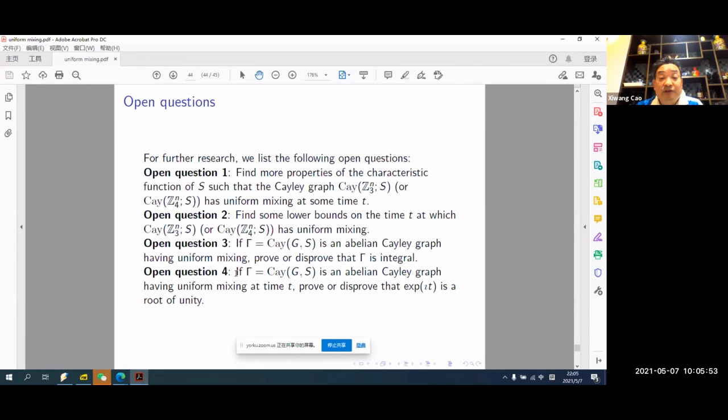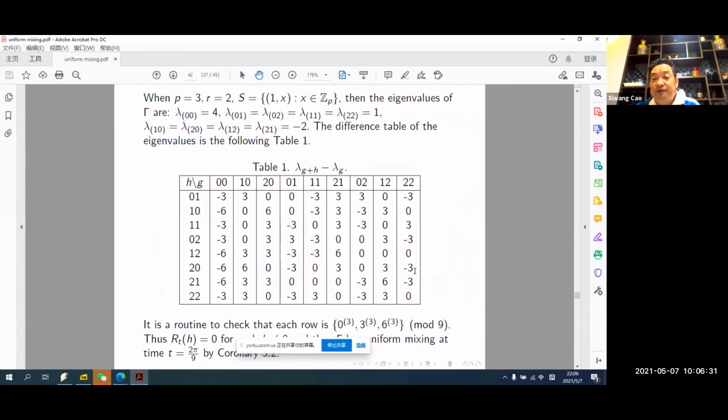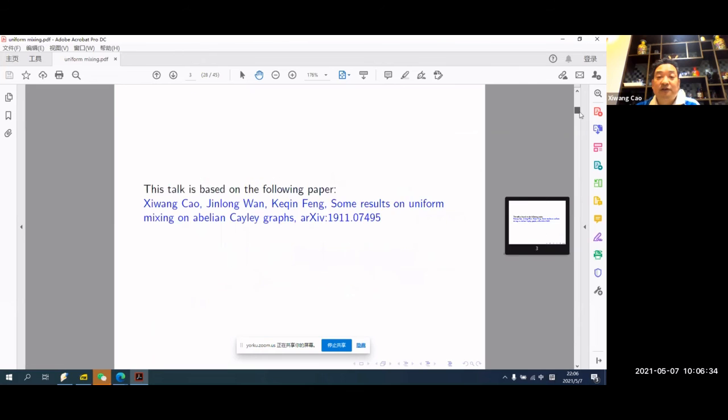Open question four: if gamma is an abelian Cayley graph that has uniform mixing at some time t, we want to know whether this number is a root of unity. In fact, I have some partial results on this, mentioned by Professor Godsil. For details, one can refer to our paper, which is on the arXiv website. That's all for my talk. Thank you all.